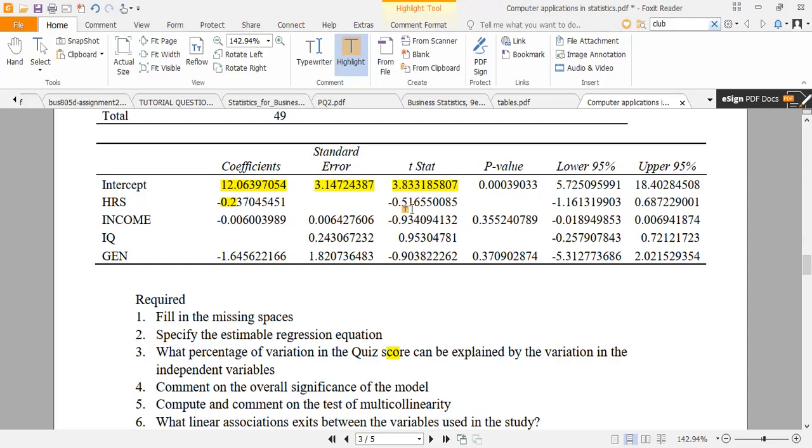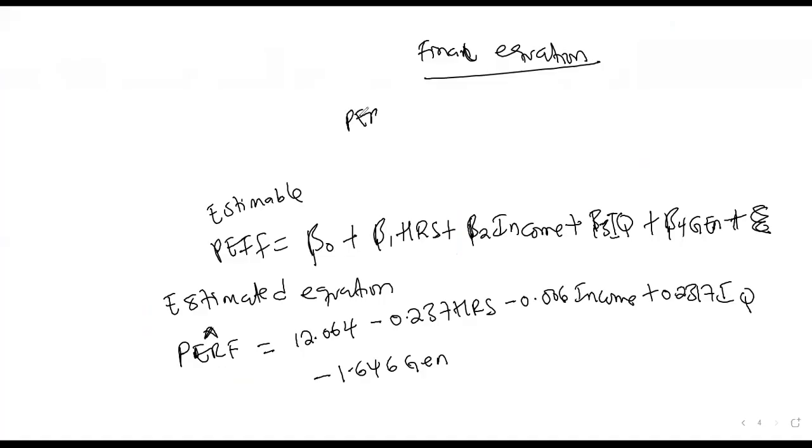Okay. The absolute t-value of income, when we ignore negative, 0.934, is also less than 2. It means it is not significant. IQ 0.95 is also less than 2. It's not significant. And then for gender, absolute 0.9038 is also less than 2. So it means that all the things here are not significant except what? The intercept.